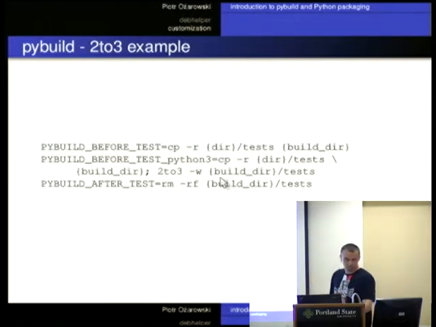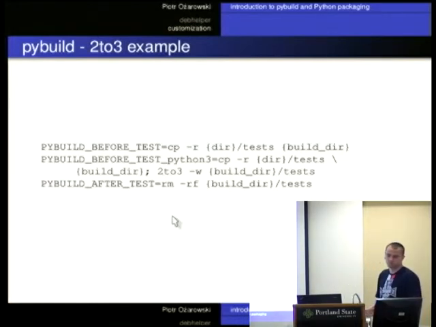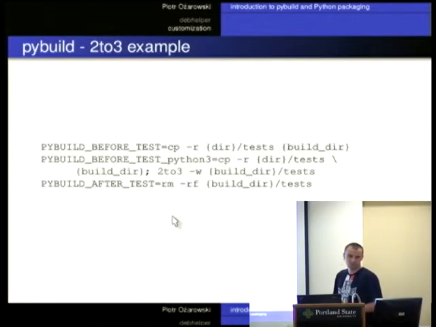And with these simple three rules, PyBuild will do that for you. The first line will copy tests from the root directory to the build directory, for all interpreters, and the second line will override the first line only for Python 3 packages, so Python 3.3, 3.4, and so on. It will do exactly the same thing, but it will also invoke 2-2-3 in tests, and afterwards in PyBuild, after tests for all interpreters, it will remove this directory when it is no longer needed. So that's one of the examples where before and after options are useful.